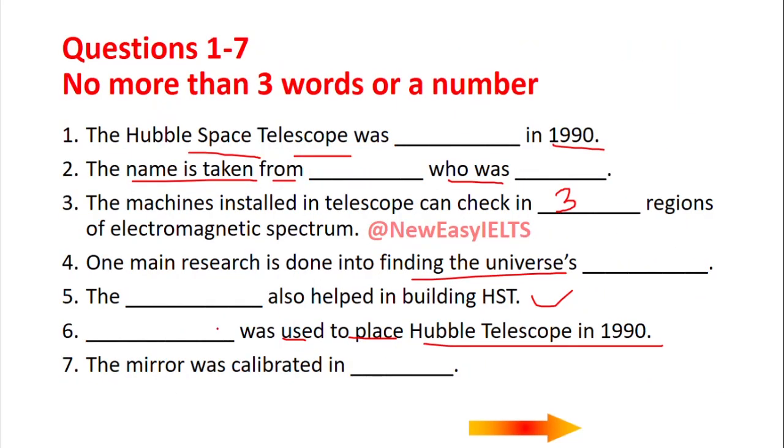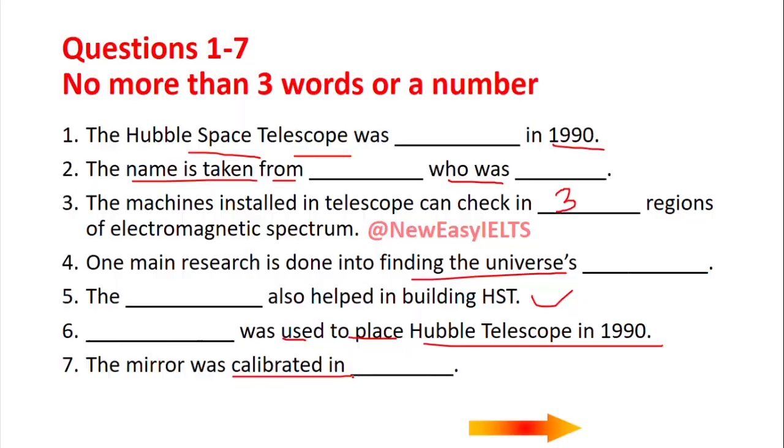Okay, so the seventh: the mirror was calibrated in dash. If you know about the word calibrated, then you can easily find the answer.